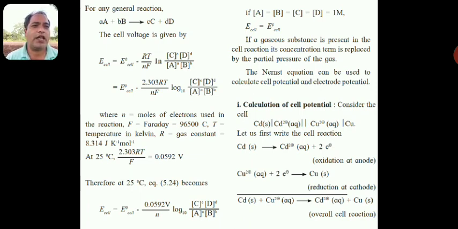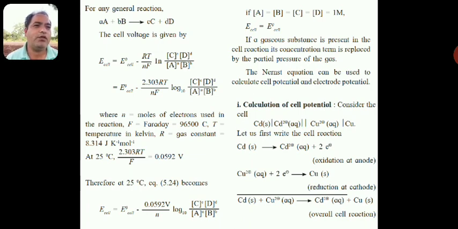The Nernst equation can be used to calculate the cell potential and also the electrode potential. So we can apply this equation to calculate the cell potential as well as the individual electrode potential. We will try to apply that for the concerned cell. The first case is the calculation of the cell potential.